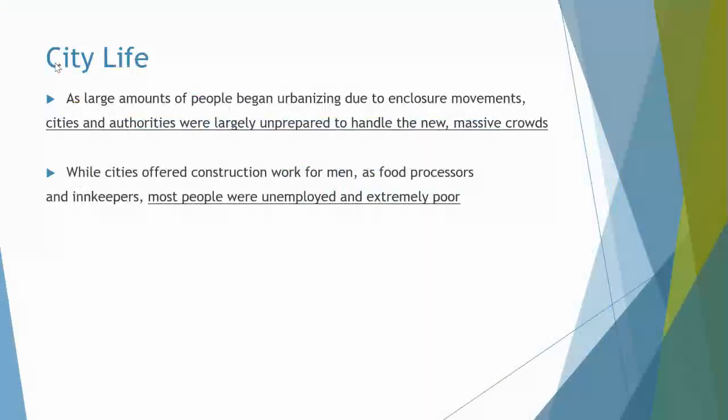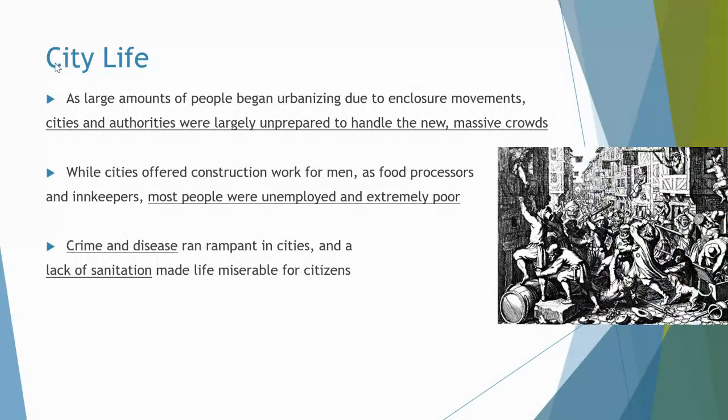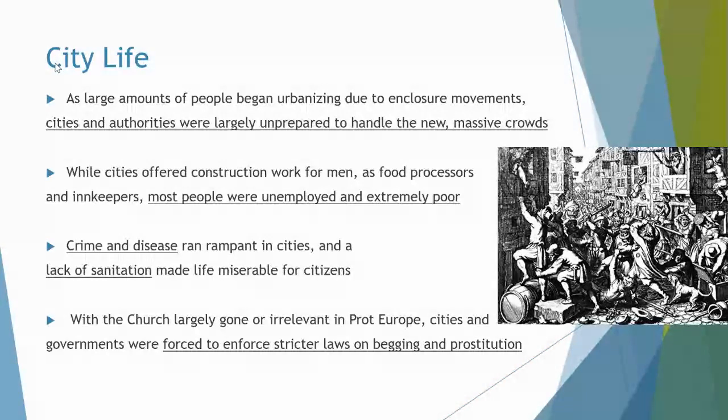So, city life. As large amounts of people began urbanizing due to the enclosure movements, cities and authorities were largely unprepared to handle this urbanization and this new growth of cities. While cities offered construction work for men as food processors and innkeepers, most people were unemployed and extremely poor. Crime and disease are going to run rampant, and a lack of sanitation made life miserable for citizens. Where you got a lot of people living in an area, there's no sewer, there's no indoor plumbing, disgusting conditions.